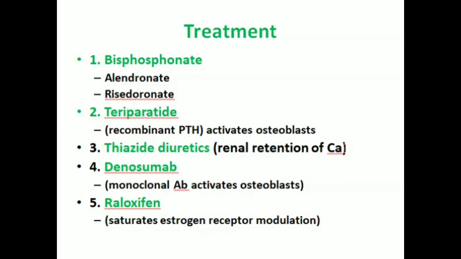And raloxifene, a selective estrogen receptor modulator.